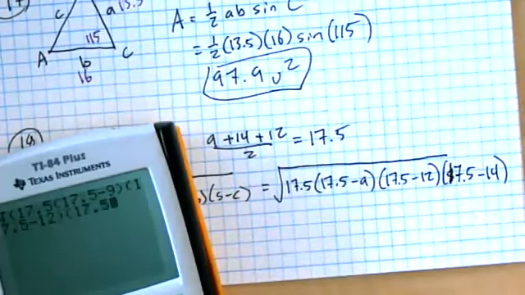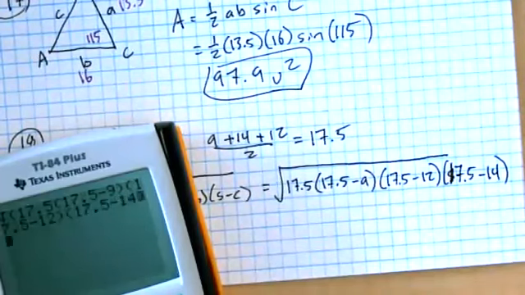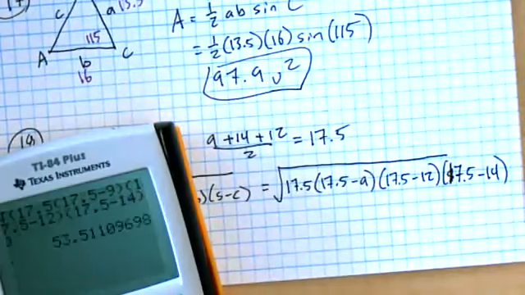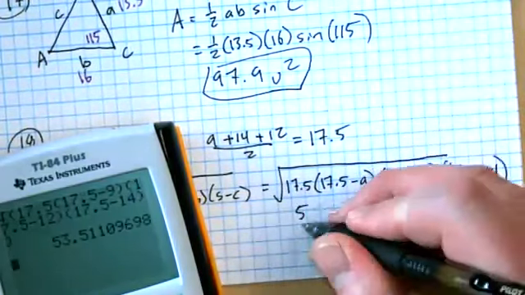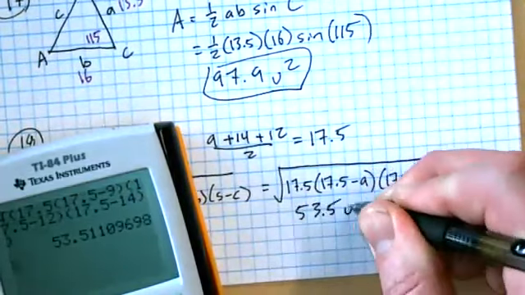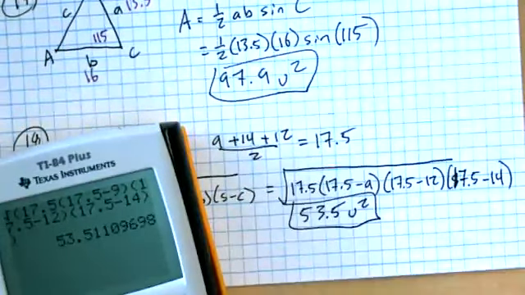And I want everybody to try typing this into your calculator, because that is literally the most difficult part of this, making sure you get your parentheses all in the right places. Should be coming up with about 53.5. Unless I type something in wrong.